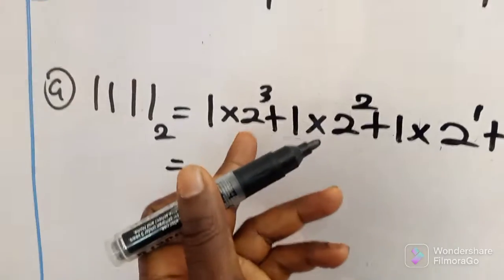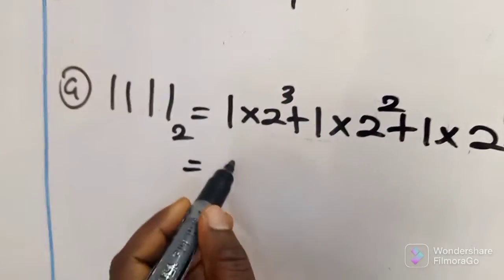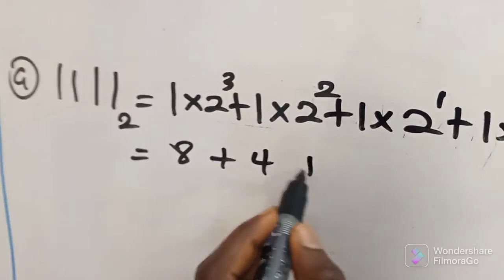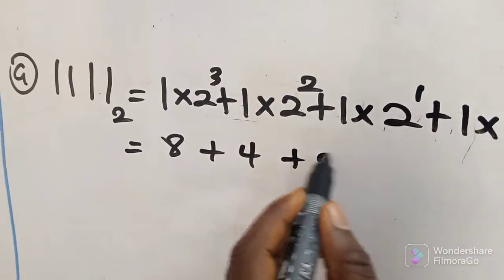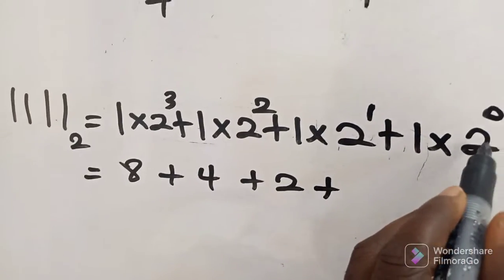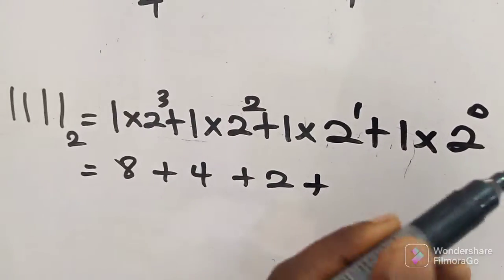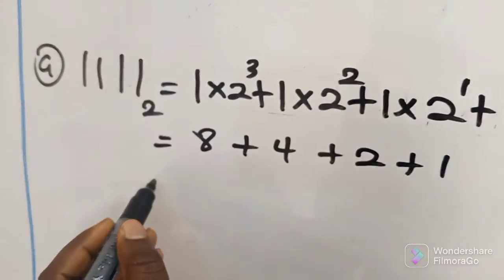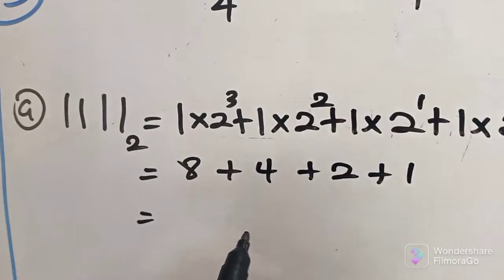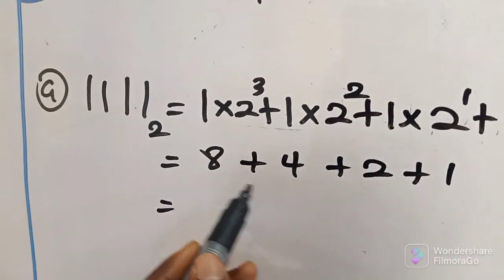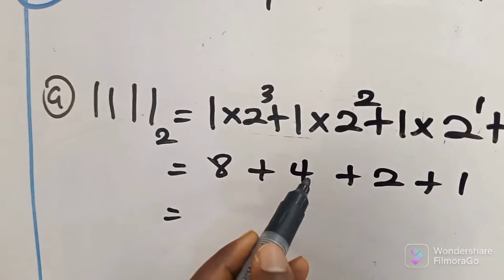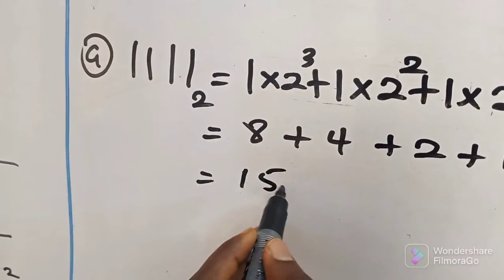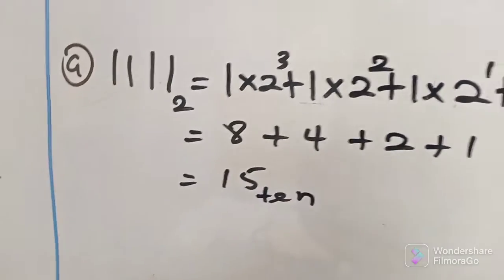So this will give me 2 raised to the power 3, which is 8, times 1 will give me 8, plus 2 raised to the power 2 is 4, times 1 will give me 4, plus 2 raised to the power 1 is 2, times 1 will give me 2, plus 2 raised to the power 0 is 1, because anything raised to the power 0 is 1. And 1 times 1 will give me 1. So adding everything together, 8 plus 4 plus 2 plus 1, that will give me 15 base 10, because I've converted it to base 10.